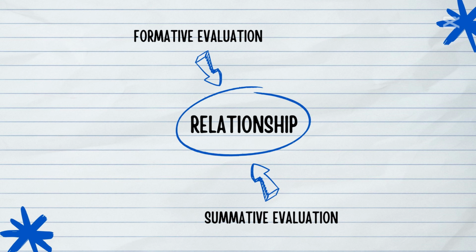Now, to sum it up, in the relationship between the formative and summative evaluation, there are three things to be remembered. First, we have the complementary roles. Second, we have the flow of feedback. And then third, we have the improvement versus outcome.